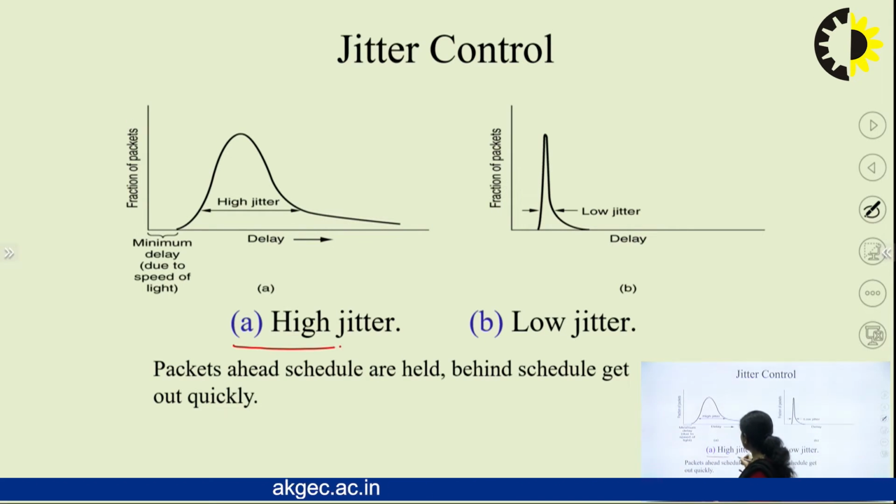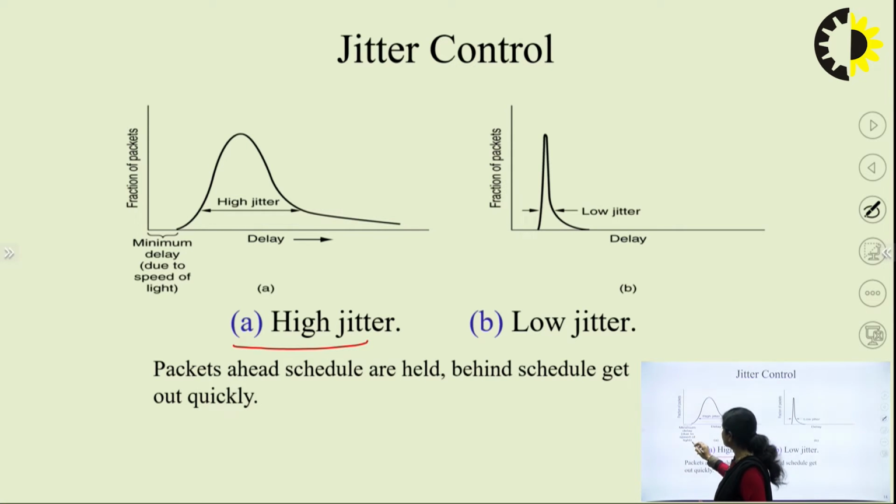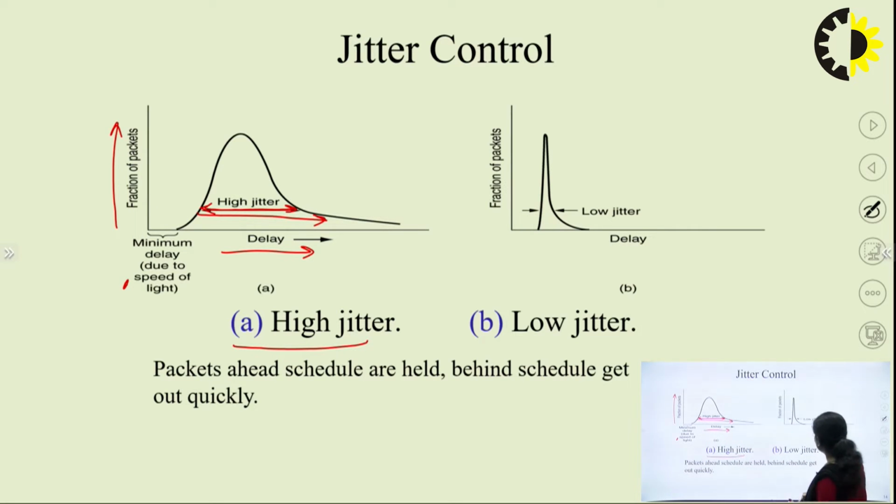We can see in this diagram that shows high jitter. High jitter, that means we can see minimum delay due to the speed of light, right? If we take the fraction of packets at this end and delay at this end, we can see here this is the high jitter, right? Here it becomes very low, right? Packets ahead of schedule are held, but the packets which are behind schedule need to get out quickly, right?